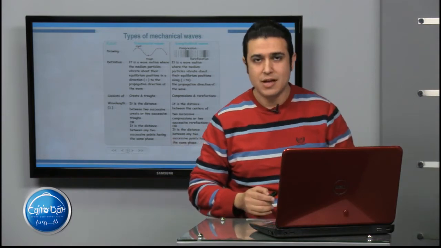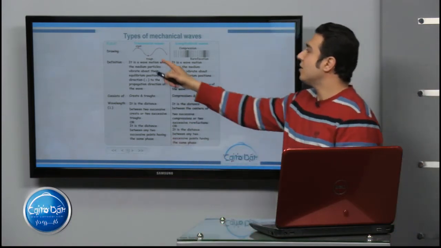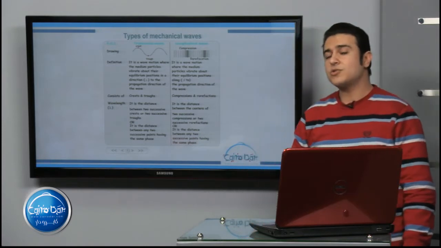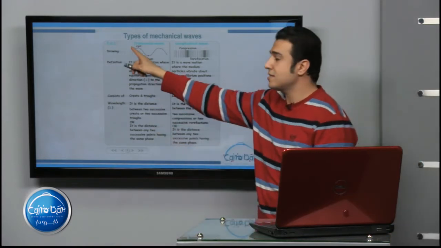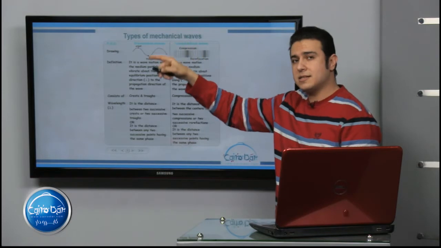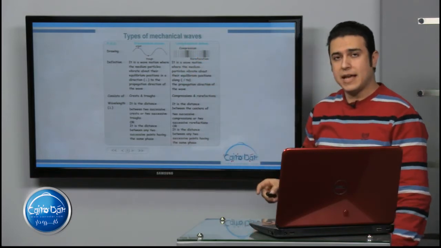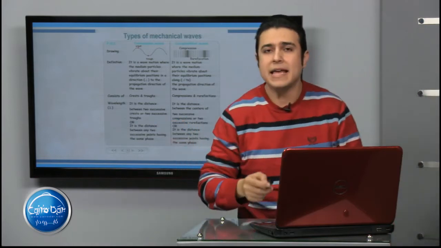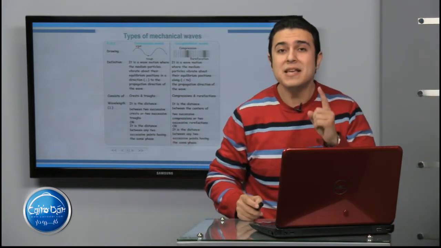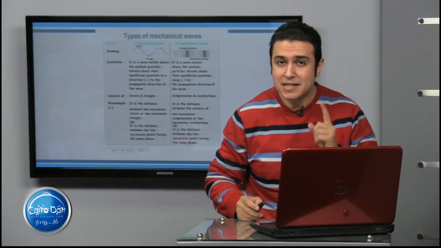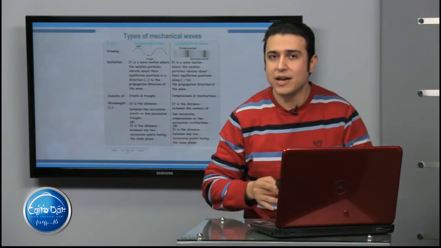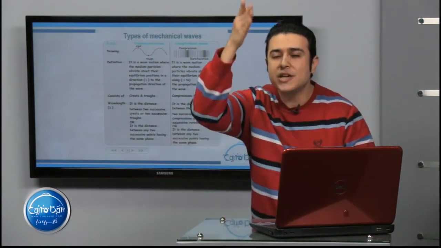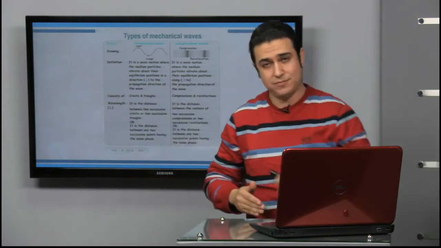Let's start. As you see here, the transverse wave consists of successive crests and troughs. How can these transverse waves be formed? The medium particles in the case of a transverse wave vibrate perpendicular to the propagation direction.